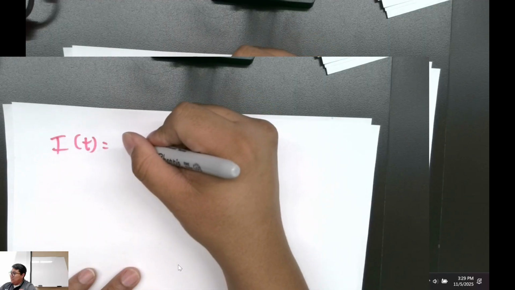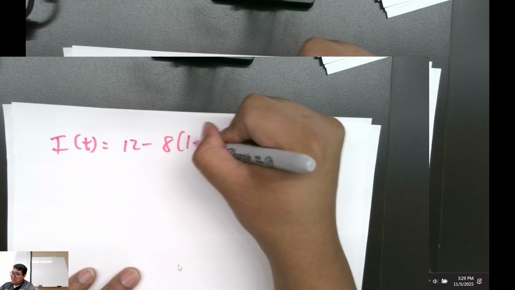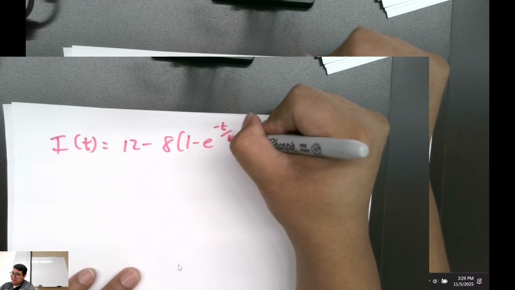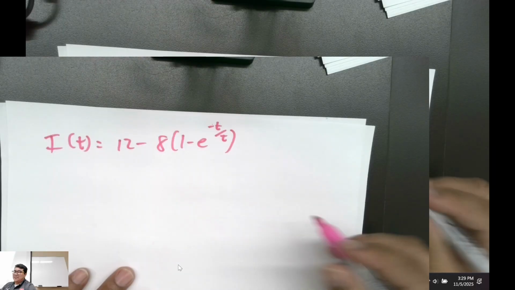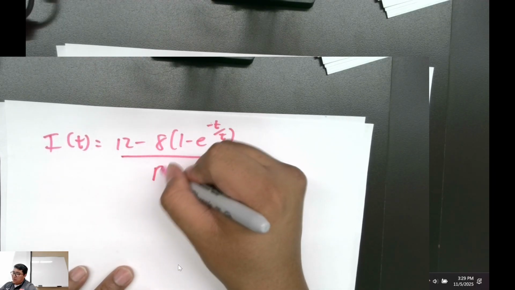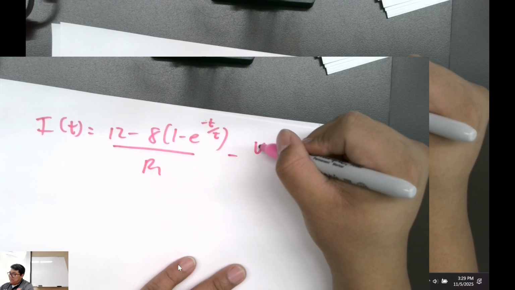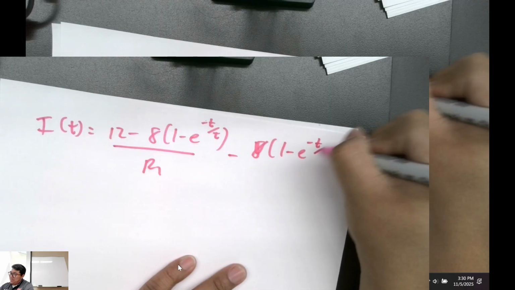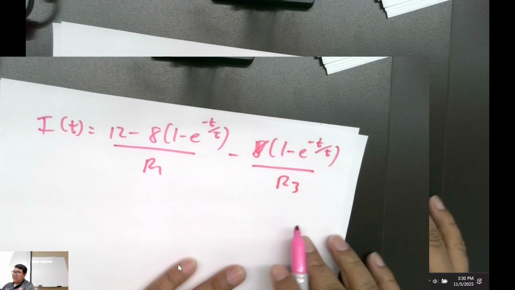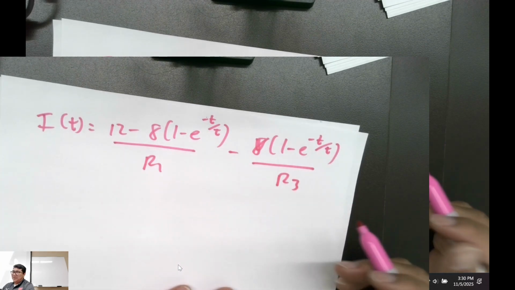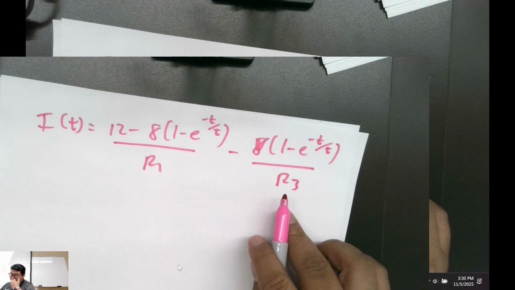Let's do one more thing. This will be the last thing we gotta go do before we leave class. I of t, right? I'm trying to solve for that current, right? Is equal to 12 minus 8, 1 minus e to the whatever this right here, right? Remember that? That's the equation we just solved for, over R1. Minus 8, 1 minus e to the minus t over tau, over R3, right? Now just trying to solve for the numbers, correct?